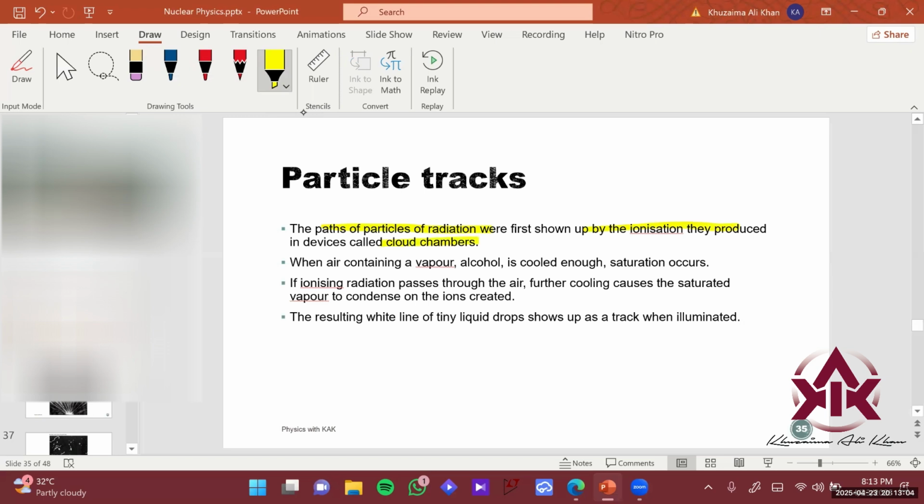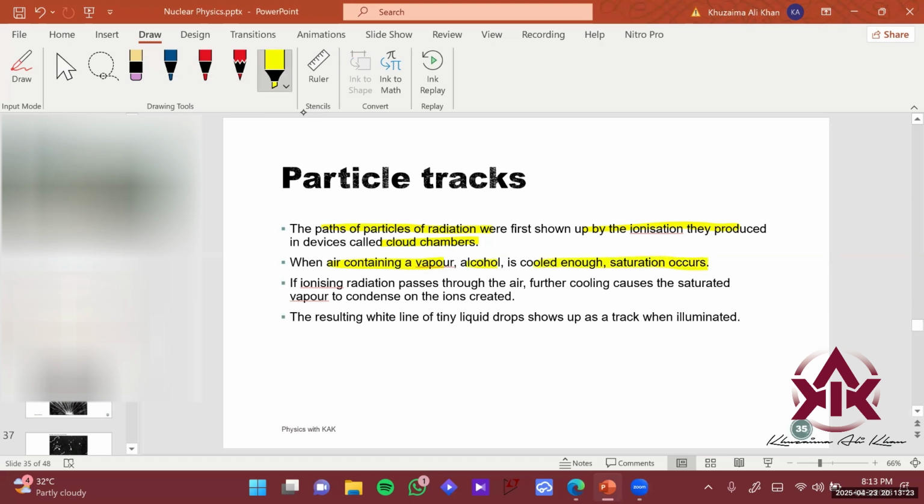So we have cloud chambers, which have some elements here. So we, let's say, pass an alpha particle or beta particle or gamma particle through a hole into the chamber. So when the particle ionizes, it will produce some pattern there, right? So when air containing alcohol vapor is cooled enough, saturation occurs.